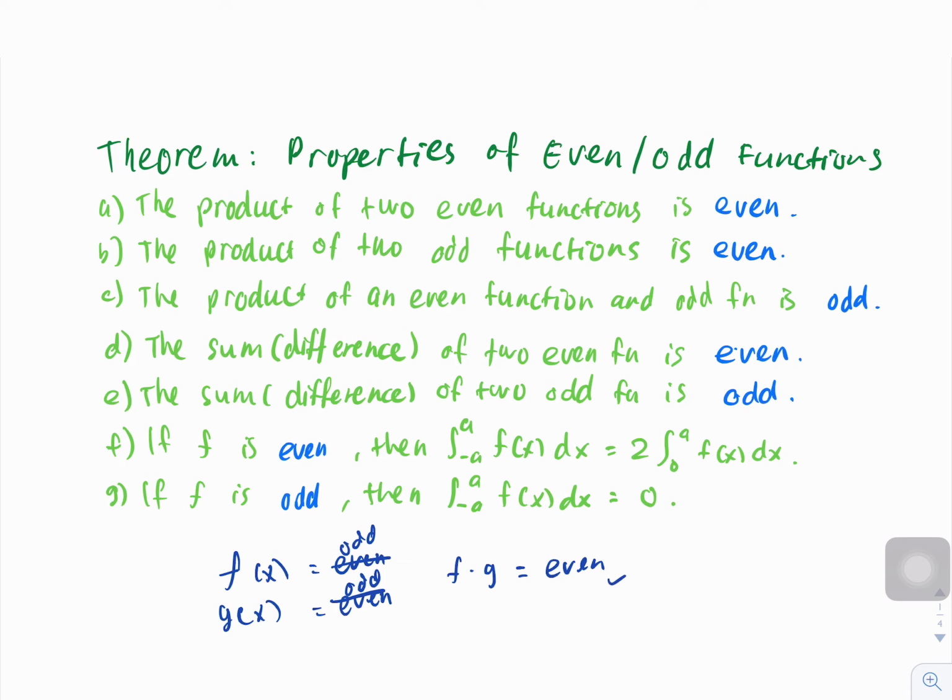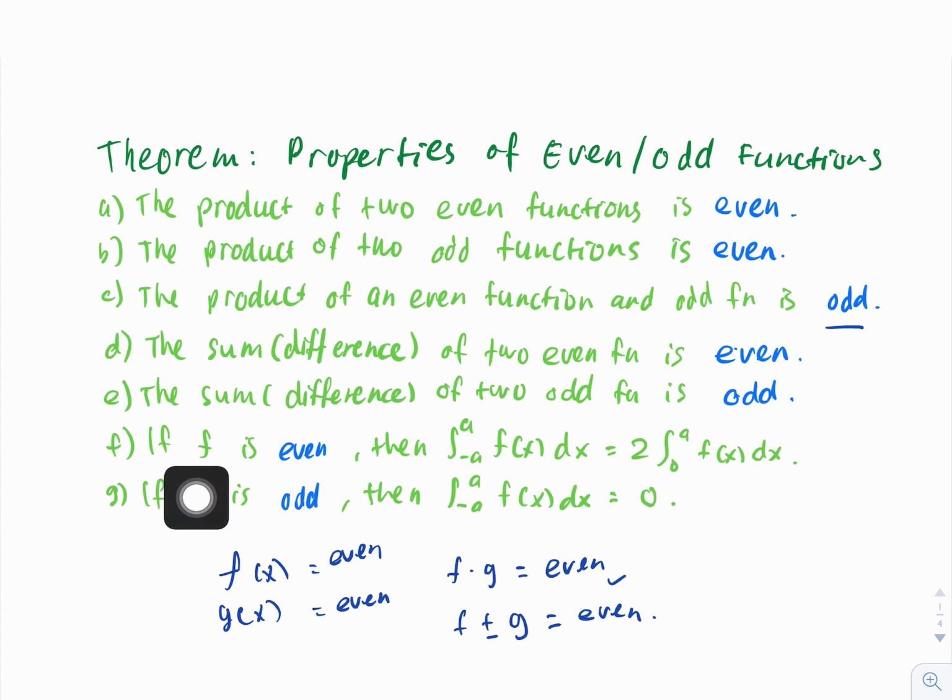And C, the product of an even function and an odd function, so let's say f is even and g is odd. When even is multiplied by odd, we will get odd. Property number 4, the sum or difference of two even functions is even. Let's say f is even and g is also an even function. When even plus or minus even, we will get even. And when we take the sum or difference of two odd functions, we will get odd.